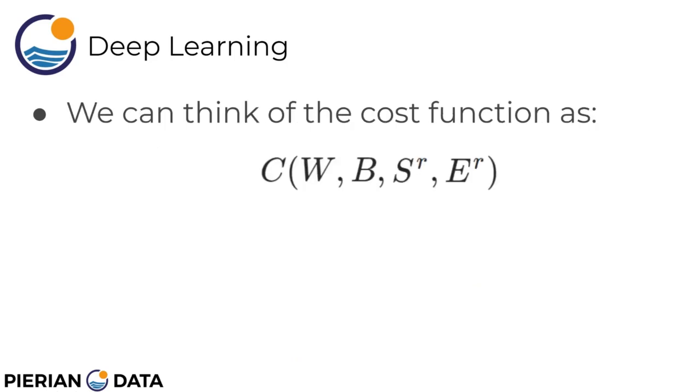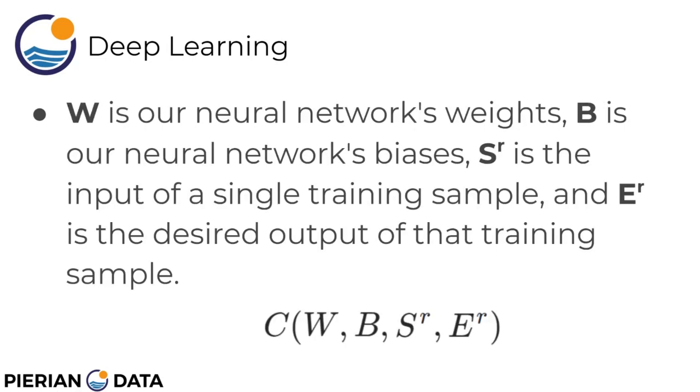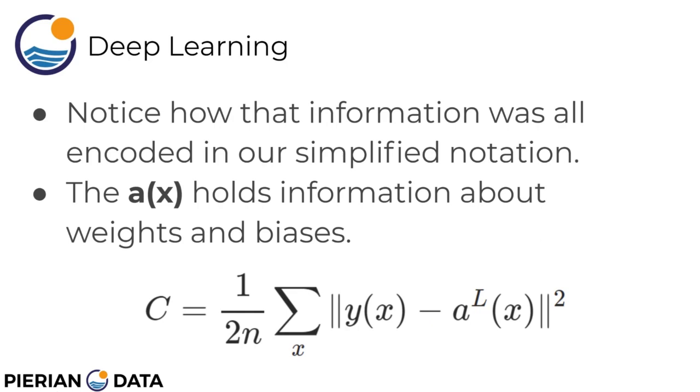Now in general, we can think of the cost function as a function of 4 main things. The cost function is a function of W, which is our neural network's weights, B, which is all the biases in our neural network, S of R, which is the input of a single training sample, and E of R, which is the desired output of that training sample. That makes a lot of sense because the cost is dependent on what the current weights and biases are. It's also dependent on what you passed in as the actual training example, and on what you're comparing it to, which is E of R.